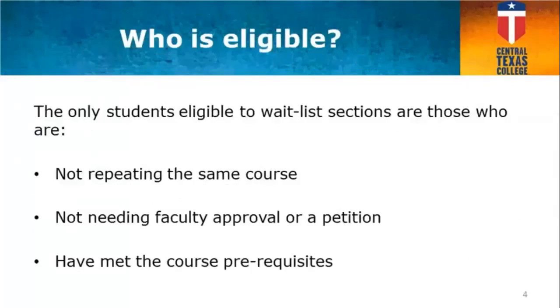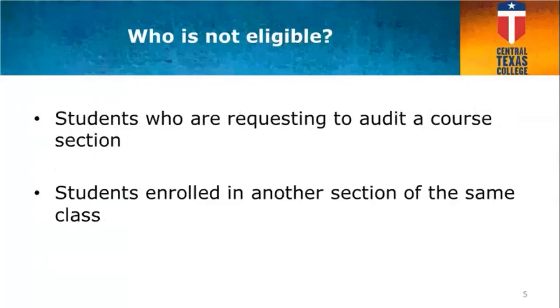Who is eligible to waitlist? Students that are not repeating a class or a course, students that do not need faculty approval or a petition, and students that have already met their course prerequisites. Who is not eligible to waitlist? Those students who are requesting to audit a course section, and students who are currently already enrolled in the same course that they wish to waitlist.